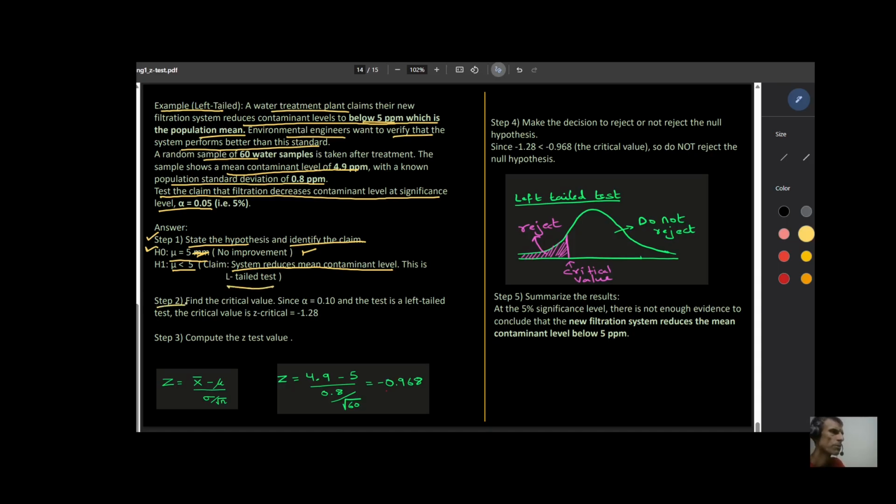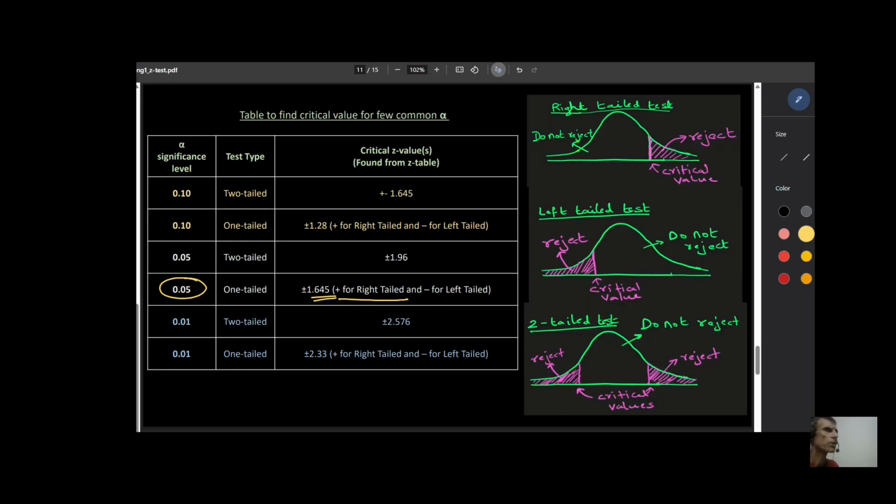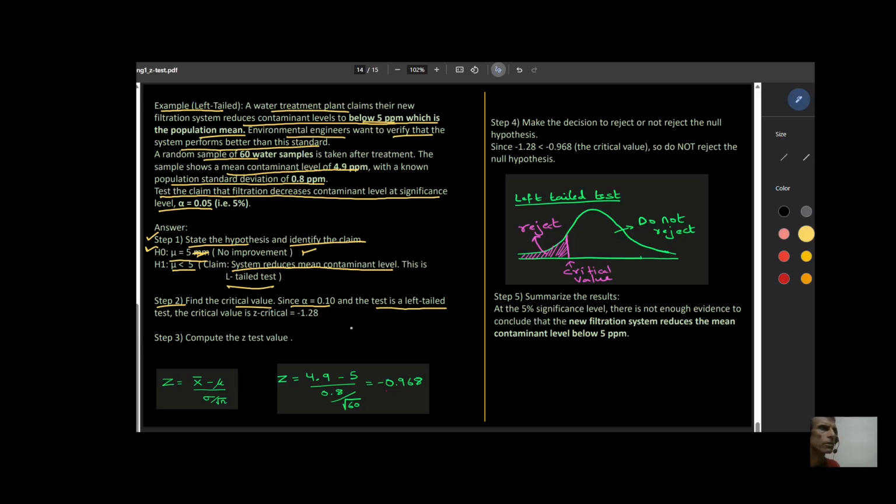All right, step 2. Now you find your critical values. Here we're going to look up in the table. My alpha is 0.10 and my test is a left tail test. So because my alpha is 0.10 and it's a left tail test, if you come over here, 0.10 is right there. Left tail is minus. So the answer would be minus 1.28. So my critical value is minus 1.28.